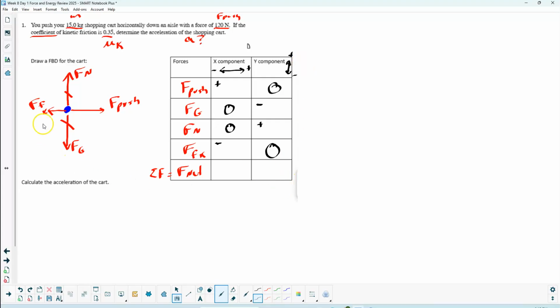When I add up my Y component, my shopping cart isn't going to fly up off the surface or fall through the surface, so that's going to be zero. And we're going to do all the math to figure out the other ideas. So the pushing force, they told us that's 120, so that's going to go 120 there. For the force of gravity, we need to calculate it, so it's m times g. So it would be 15 times 9.8, which is 147. So negative 147 is my gravity force.